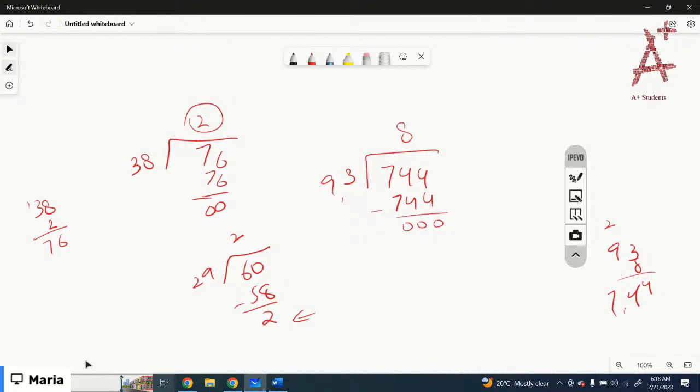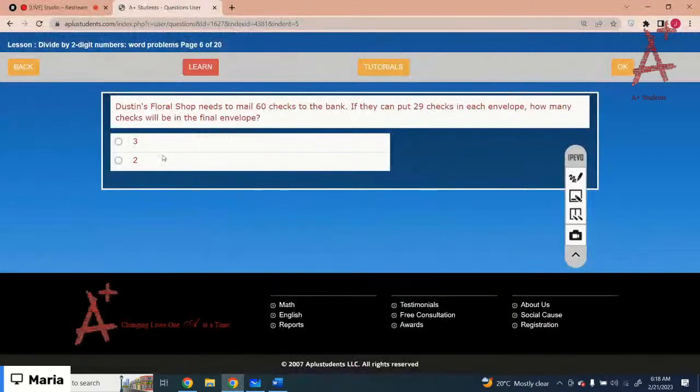So that means the correct option is 2. Got it?